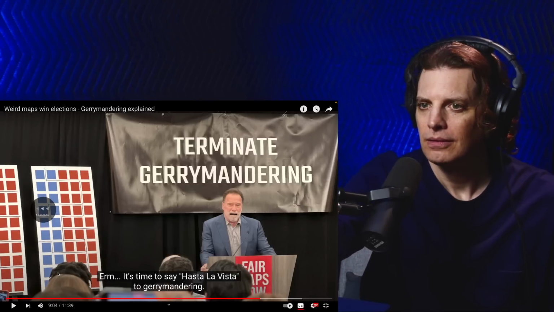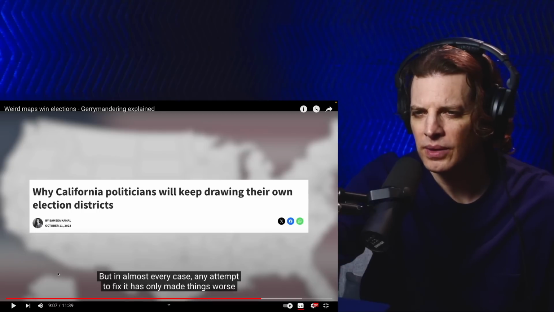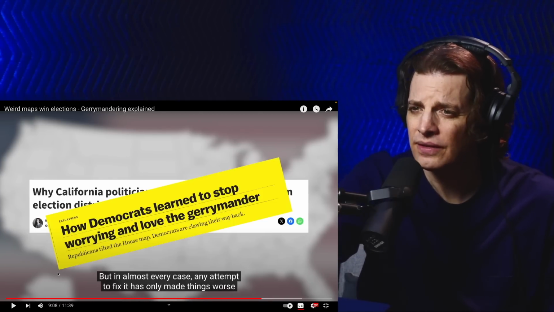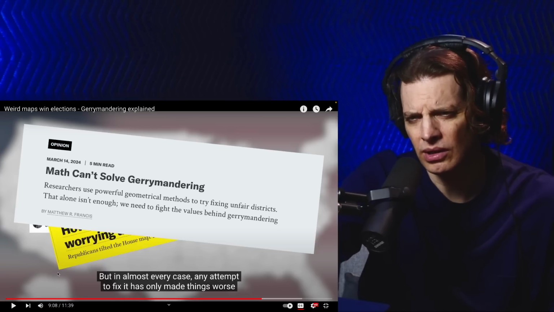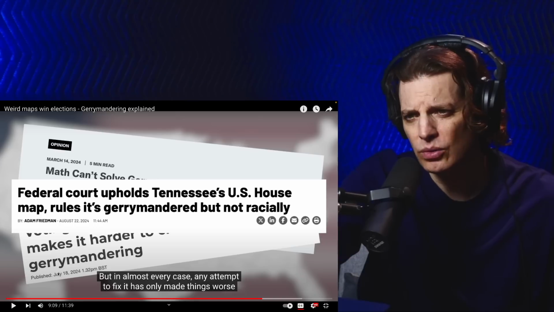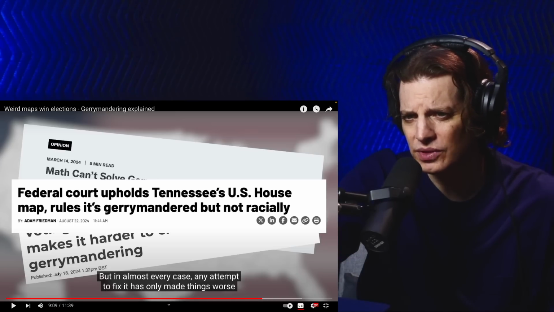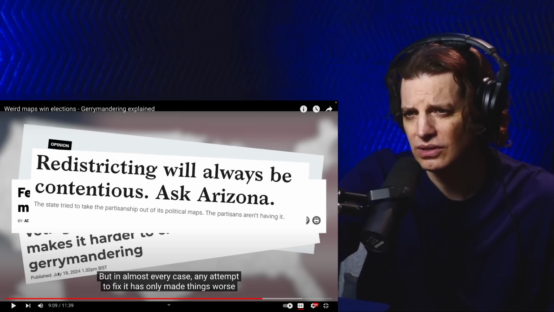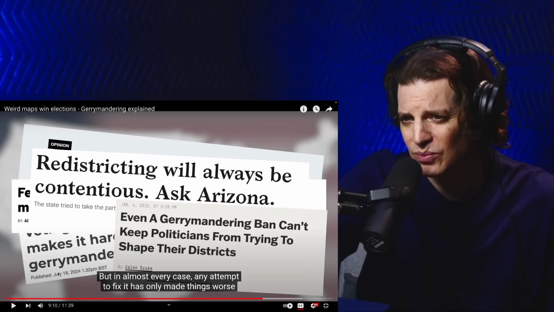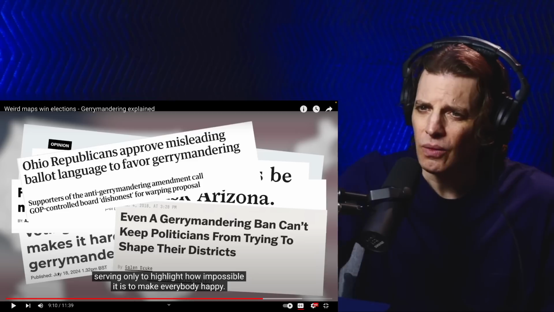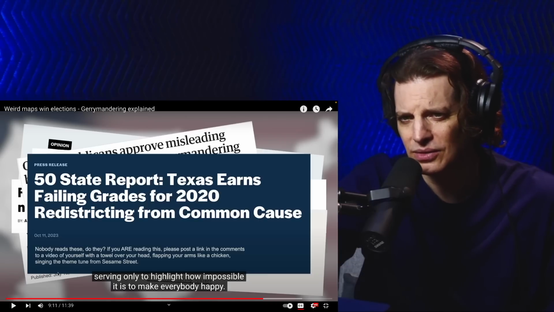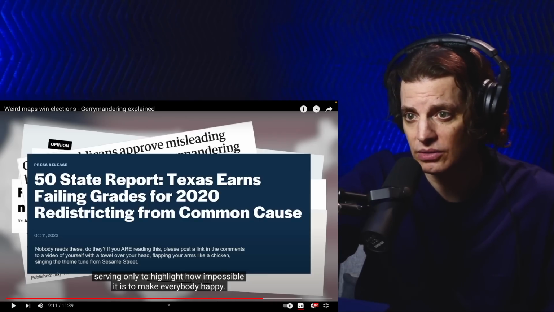Okay. We gotta read all these headlines. Why California politicians will keep drawing their own election districts. How Democrats learn to stop worrying and love the gerrymander. Math can't solve gerrymandering. Voting rights at risk after Supreme Court makes it harder to challenge racial gerrymandering. Federal courts uphold Tennessee's U.S. House map, rules it's gerrymandered but not racially. Redistricting will always be contentious, ask Arizona. Even a gerrymandering ban can't keep politicians from trying to shape their districts. Ohio Republicans approve misleading ballot language to favor gerrymandering. 50-state report, Texas earns failing grades for 2020 redistricting from Common Cause.